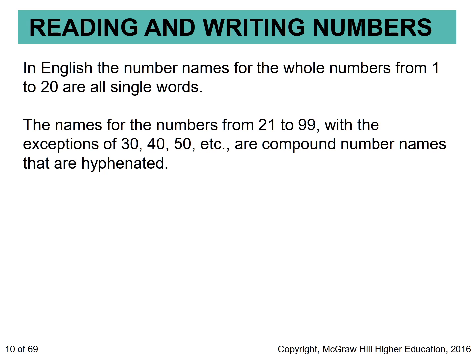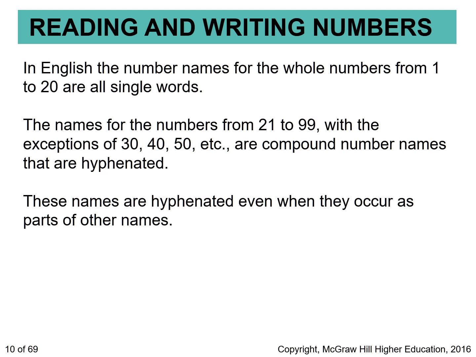are usually compound names. Okay, and they're hyphenated, except for the numbers 30, 40, 50, 60. Okay, so those multiples of 10, we don't hyphenate those words. But like 31, there's a hyphen between the 30 and the 1. Now, even when the names are part, like I say 31,000, that 31 still has a hyphen in it. So we need to remember to always use the hyphens where they're needed.